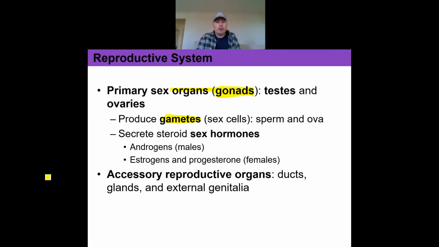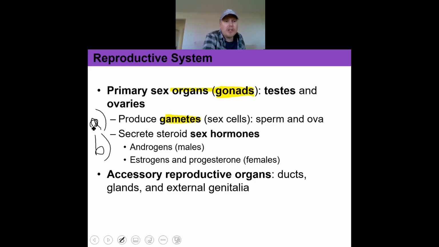In addition to producing sex cells, another important function of the gonads, so either testis or ovaries, is production of the sex hormones. So it's not just the sex cell that we want. We also want to deal with the sex hormones. There are many reasons why we produce sex hormones. For males, of course, androgens, and for females, it's going to be estrogen and progesterone that we'll be looking at.